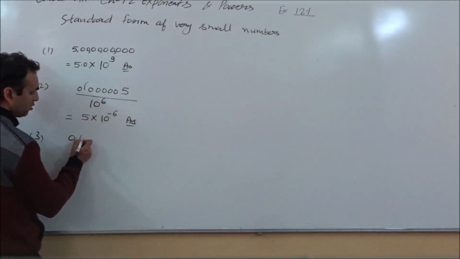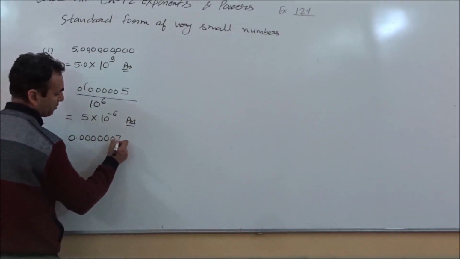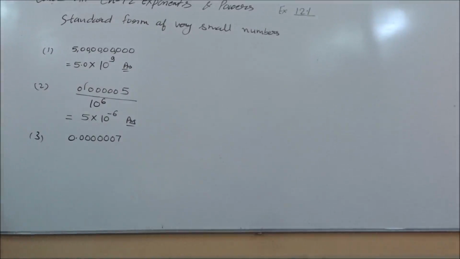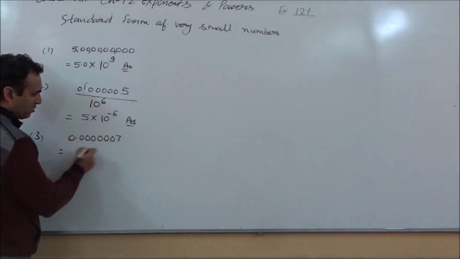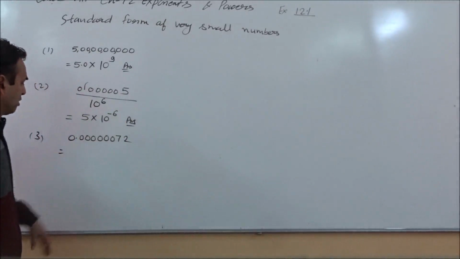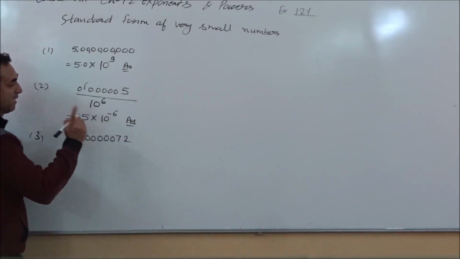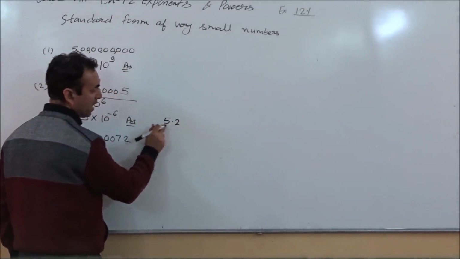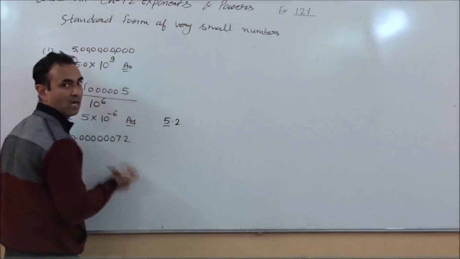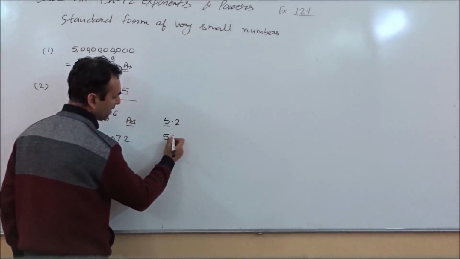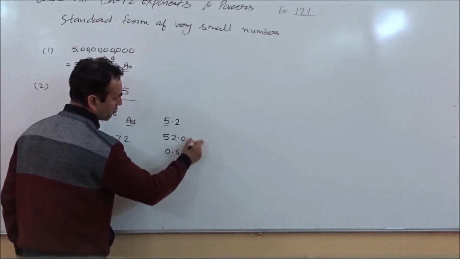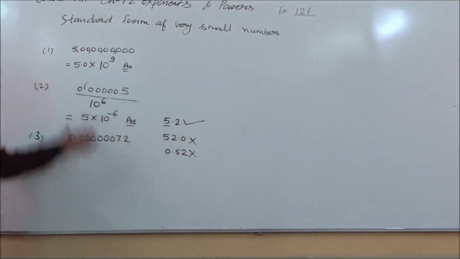Suppose 0.000007, 0.007, how will you represent? 7.2. So in standard form, you have to understand that whatever number we write, the decimal will be after only one digit. You can't write here like 52.0. You can't write here 0.52. So it is wrong, and this is right. So this is called standard form.